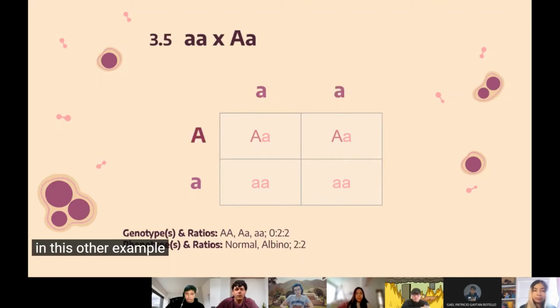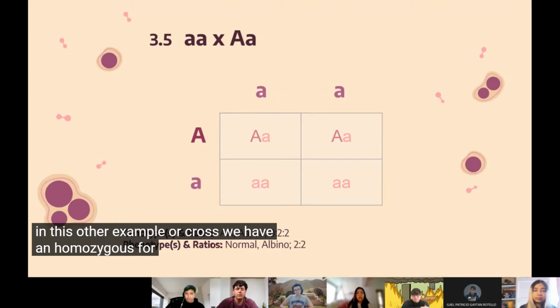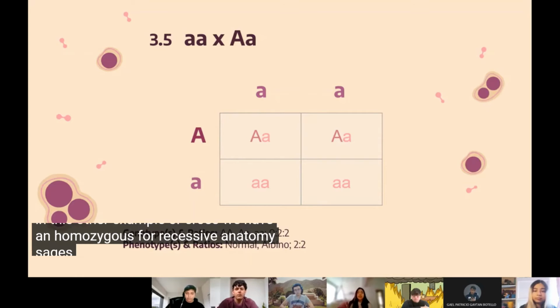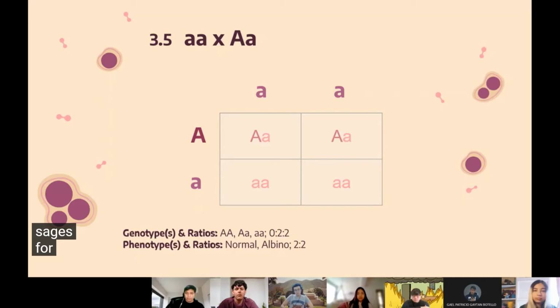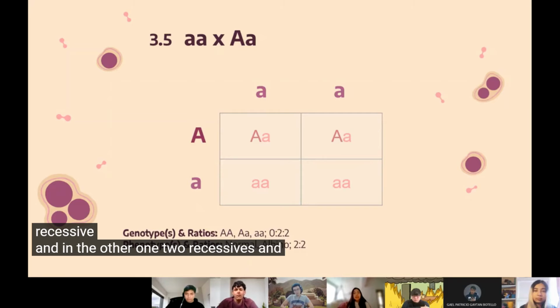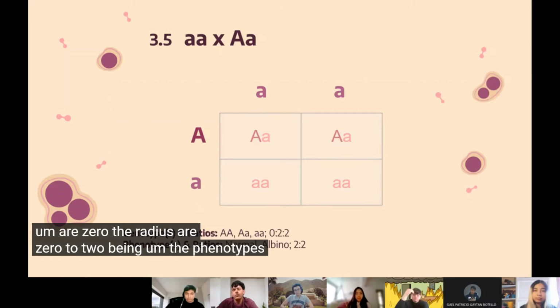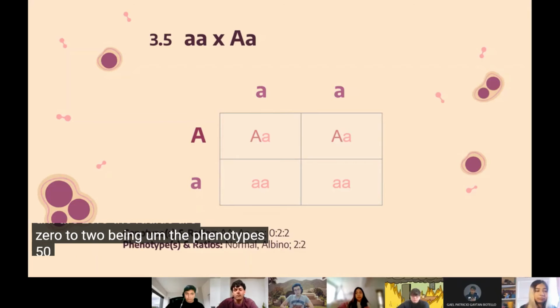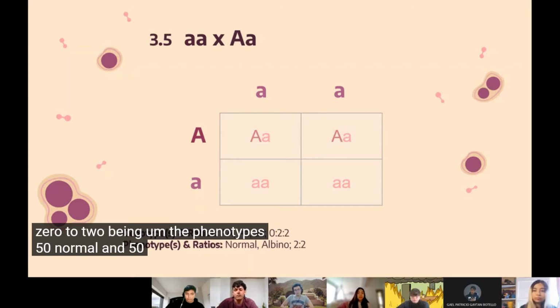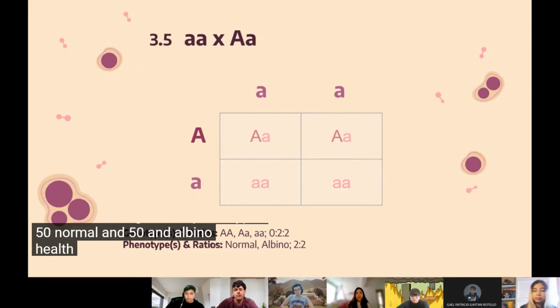In this other cross, we have a homozygous recessive and a heterozygous with one dominant allele and one recessive. The genotype ratio is 0, 2, 2, being the phenotypes 50% normal and 50% albino, half and half.